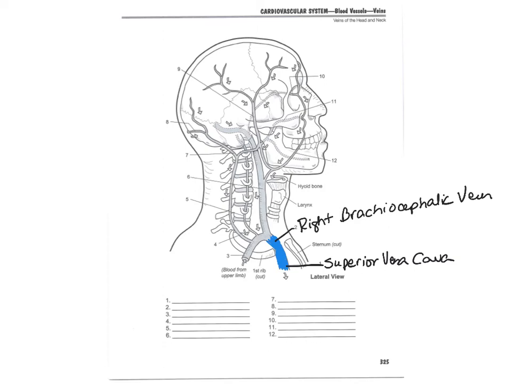So now we want to look at all of the veins that are draining into the right brachiocephalic vein. So we have this vein here that's coming from the inside of the head. So it's coming in from the brain. You can actually see the branch as it's coming down through that foramen magnum and then coming down into the neck area. And that is called the internal jugular vein.